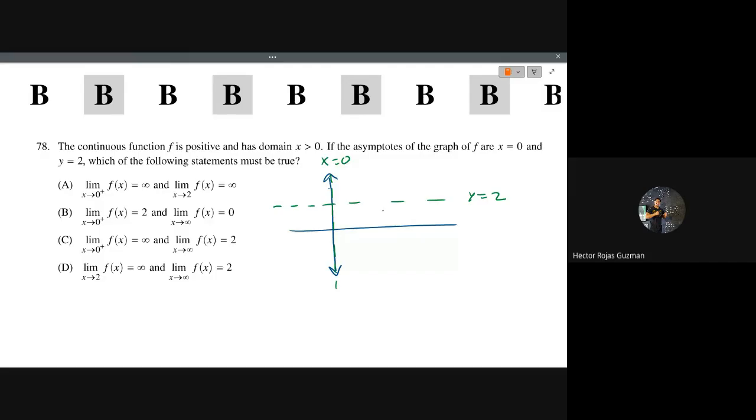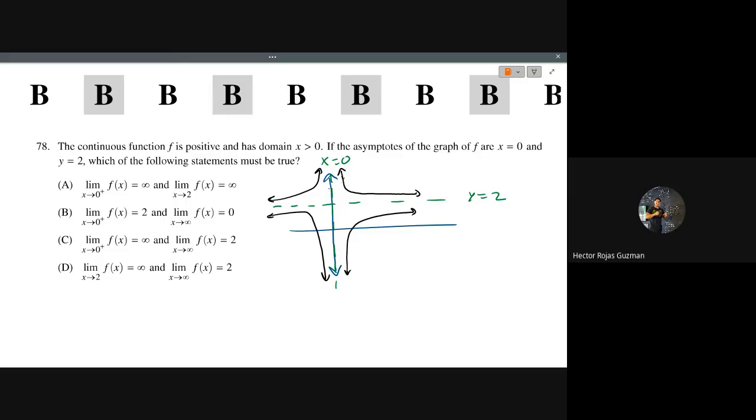So these two asymptotes create 4 regions, which means that we have 4 potential graphs. This graph would be one possible scenario. This would be another possible scenario. A third. And a fourth. Once again, because the graphs will follow the asymptotes. These are just possibilities, and it doesn't mean we have all 4 of them at the same time. So let's just check the options.